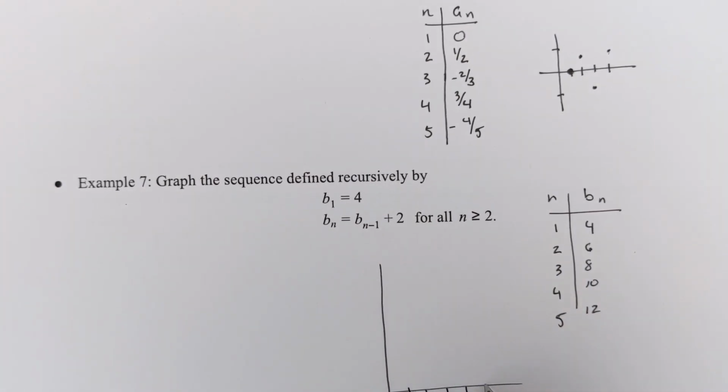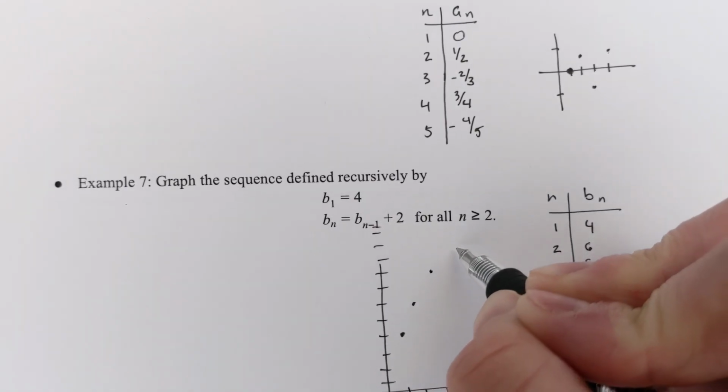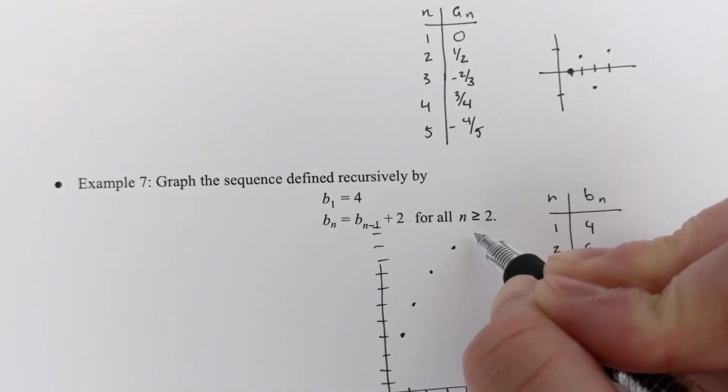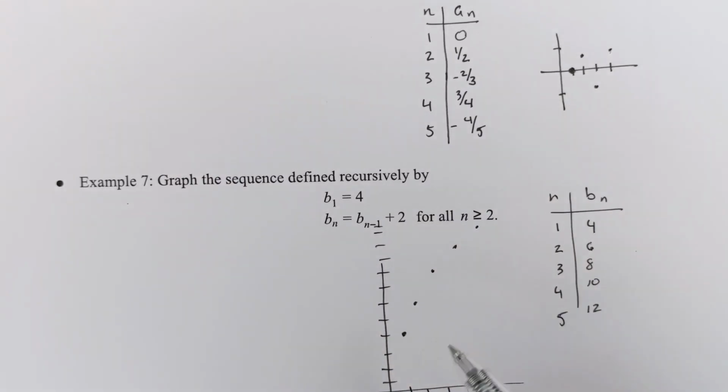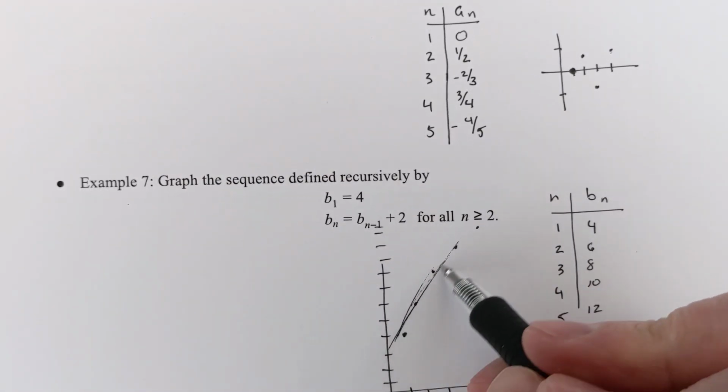1, 2, 3, 4, 5. 1, 2, 3, 4, 5, 6, 7, 8, 9, 10, 11, 12. So 1, 4, 2, 6, 3, 8, 4, 10, 5, 12. So this should be a straight line had I done my points correctly.